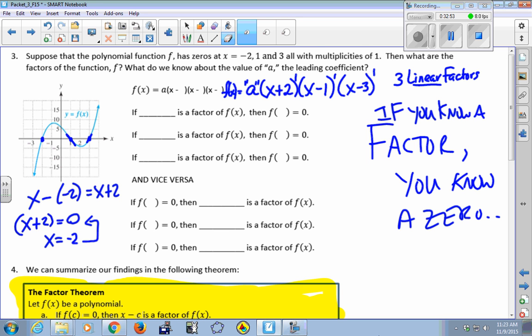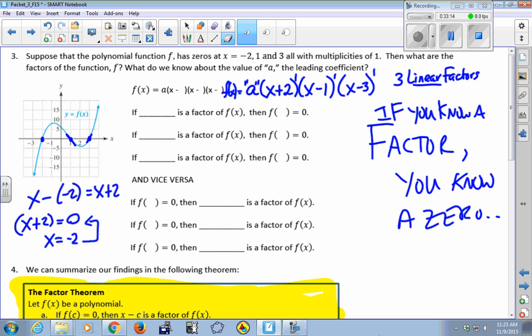Yep, Bridget? Yeah, we know it looks like a line. It has multiplicity of 1, right? So the highest power you see is x to the first, because it crosses straight through. All right, so this is all you can tell me about this graph right now.